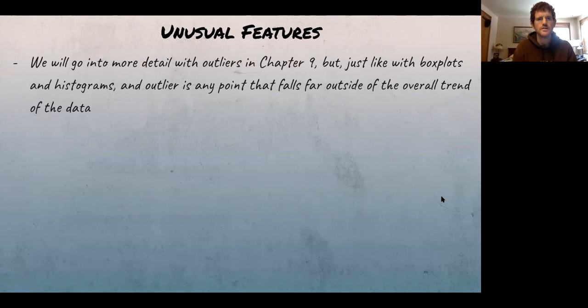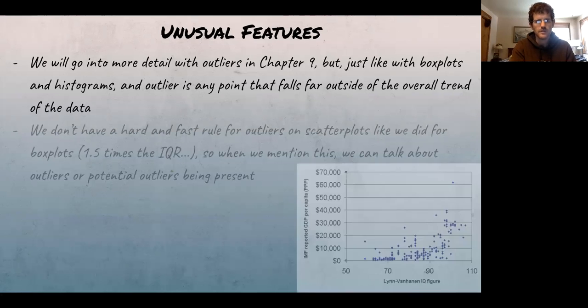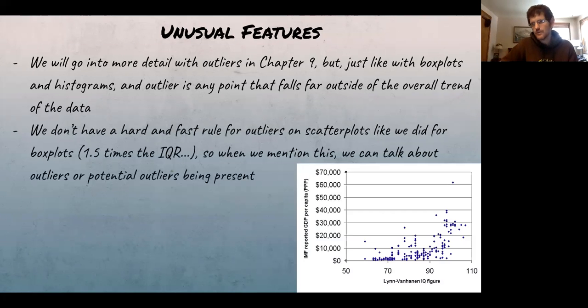Unusual features. This is going to be chapter 9 where we go into more detail with it. But an outlier, if we just want to focus on that for right now, is any point that falls far outside the overall trend of the data. When we talked about outliers for box plots, we had our rule, right? That was 1.5 times dot, dot, dot. But when we talk about outliers here, we just want to point out anything that looks unusual. So go ahead and you can write on the screen, circle anything on this that you might consider to be an outlier.